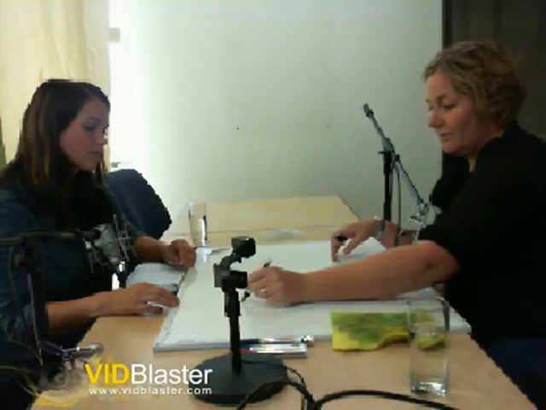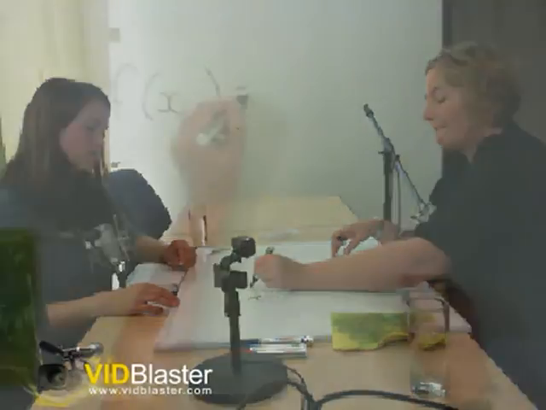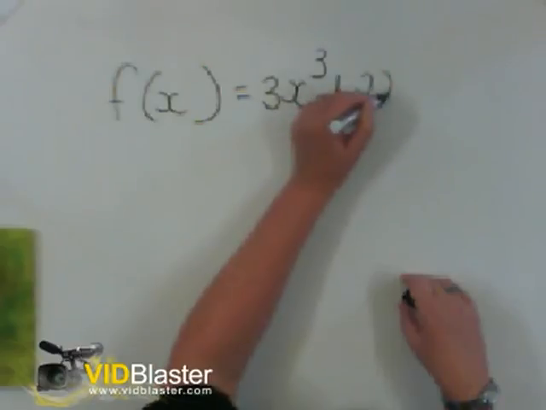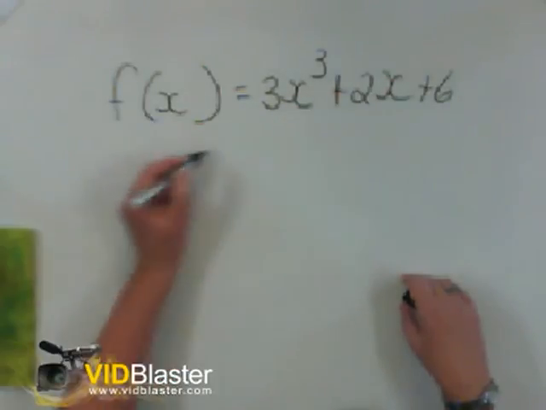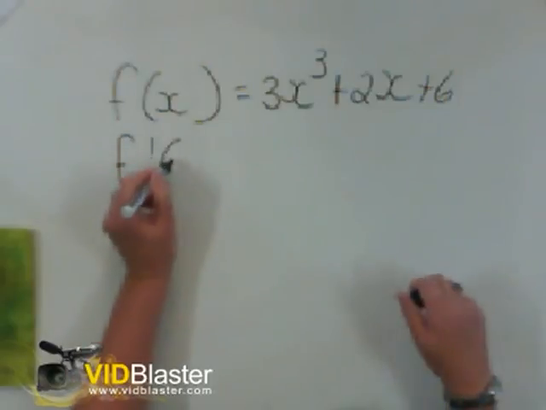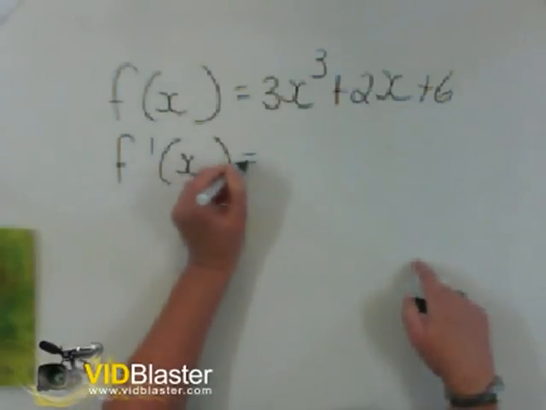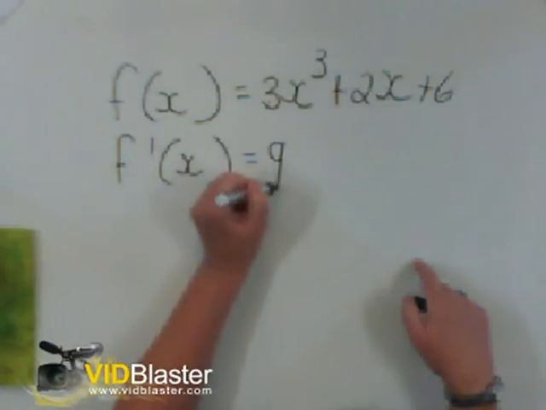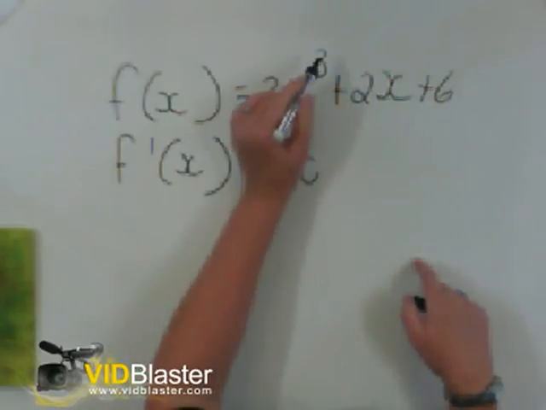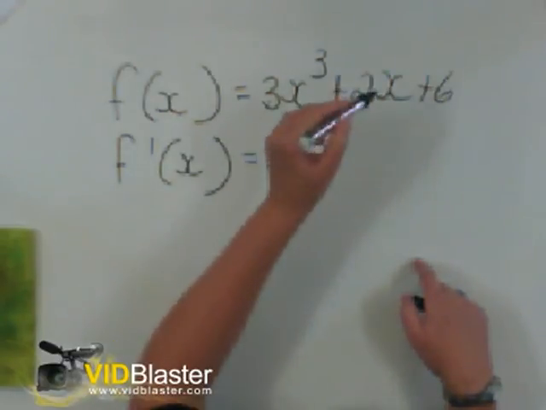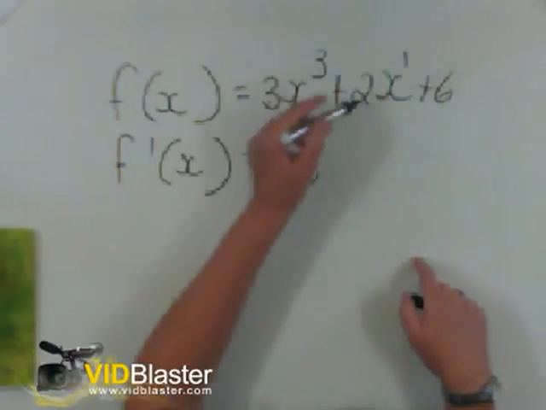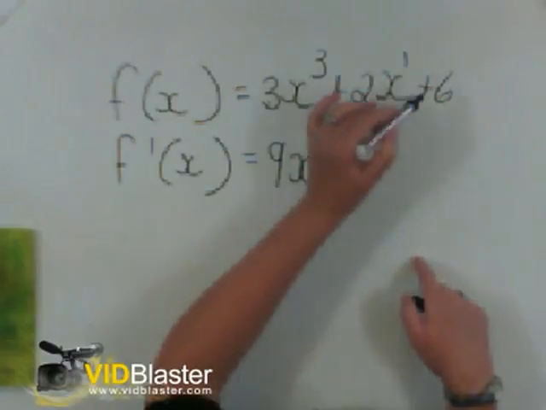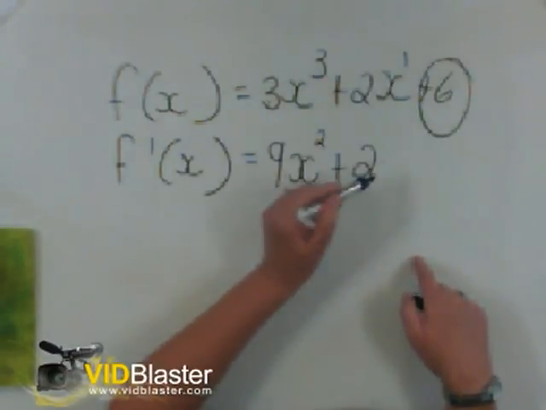I'll show you. I give you a function of 3x cubed plus 2x plus 6. We find the gradient, we differentiate, and we remember we have to multiply the exponent by the coefficient: 3 times 3 is 9, and we have to subtract 1 from the exponent. Again, don't forget that the exponent is a 1. 1 times 2 is 2. The x falls away because 1 minus 1 is 0, and your constant always falls away.